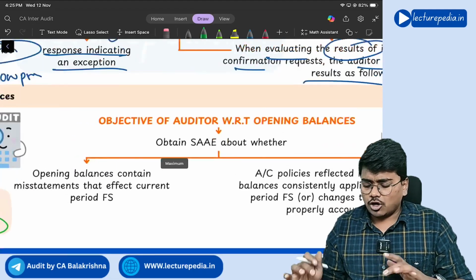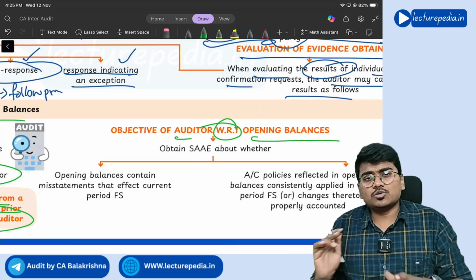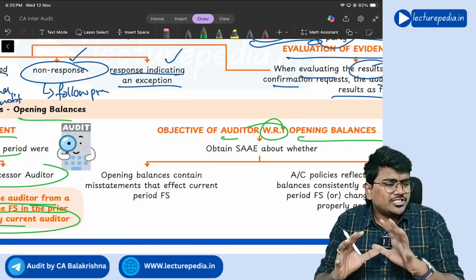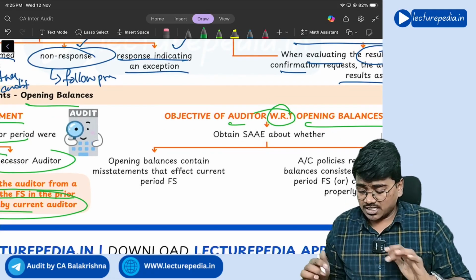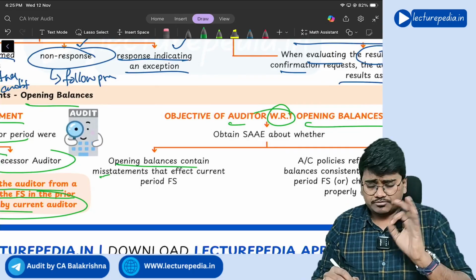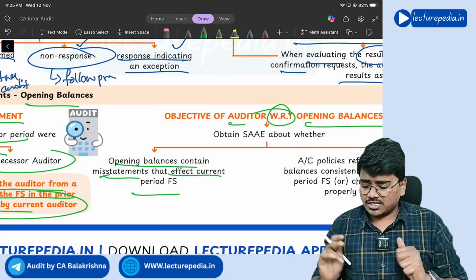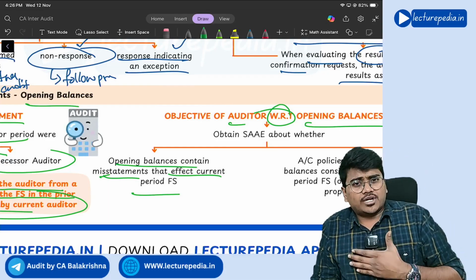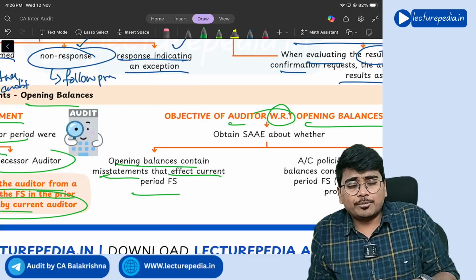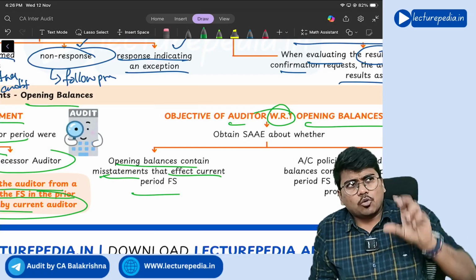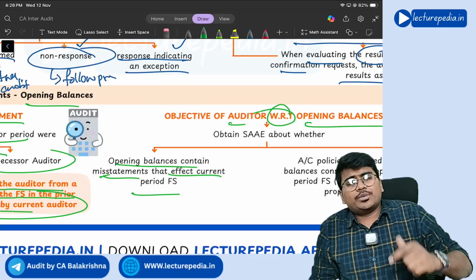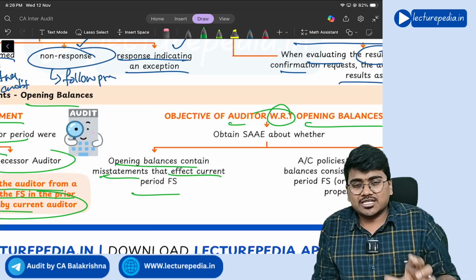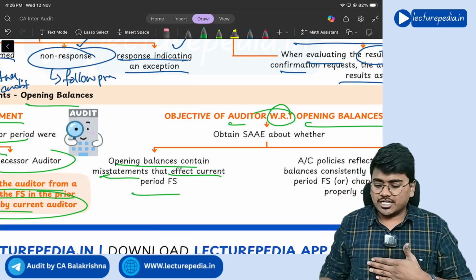Now what are the objectives of the auditor with respect to opening balances of the current year? First of all, he needs to obtain sufficient appropriate audit evidence that opening balances do not contain misstatements that affect the financial statements. So the current year auditor, for the initial audit, needs to obtain audit evidence that opening balances that have been carried forward from the previous year do not contain any misstatements. This is the first objective of the current period auditor.